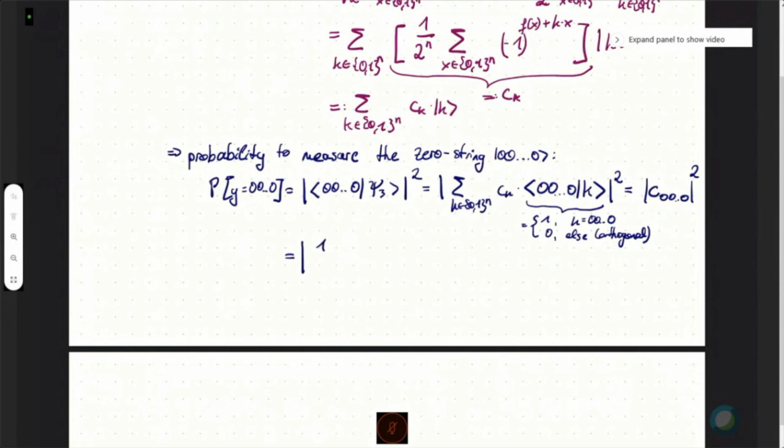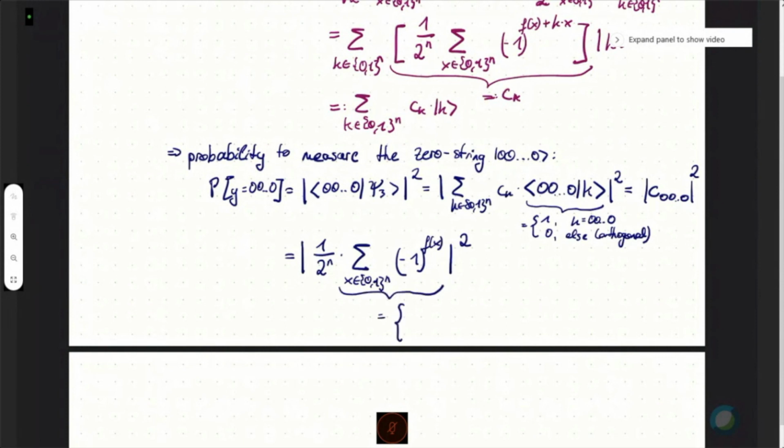So we have for ck 1 over 2 to the power n times the sum over all x over all the 2 to the n bit strings. Now we have -1 to the power f of x plus k times x. However, k is the 0 string. So no matter what x is, if we multiply it with a 0-bit string, the inner product will always be 0, so we don't need to consider that. We'll just leave that away. So we just have -1 to the power f of x, and then squared. Let's look at what this sum gives us.